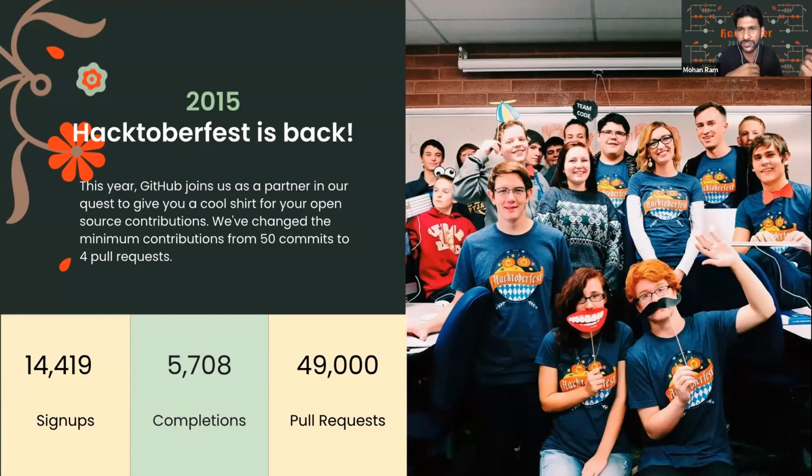Any sort of change or feature addition or even documentation that you can make to an existing repo, those are called pull requests. So we brought down the minimum requirement to 4 pull requests, which was earlier 50 commits in the first year, right? And we sent t-shirts to people wherever they are in the world.